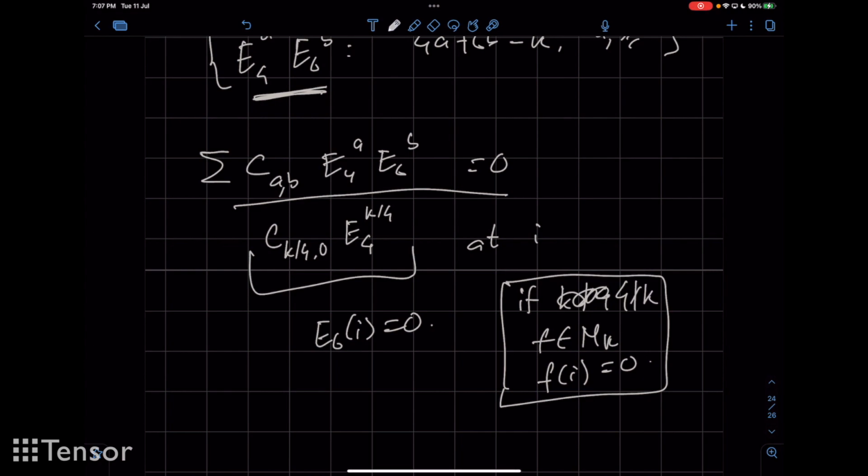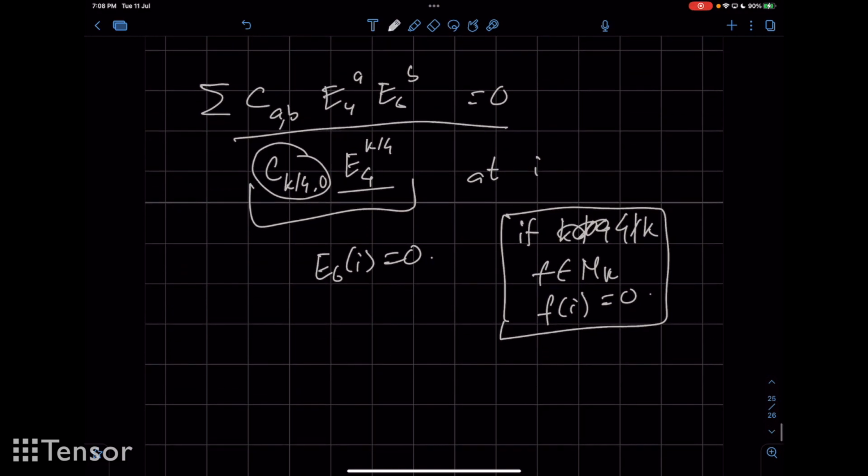So using this idea, if we evaluate it at i, then E4 of i is non-zero. We've seen this actually during the proof that the dimension of M2 is 0. During the course of that proof, we took a modular form of weight 2, squared it, and then f squared is a constant multiple of E4. Then we evaluated it at i. Okay, so E4 of i is non-zero. Therefore, this term must be 0.